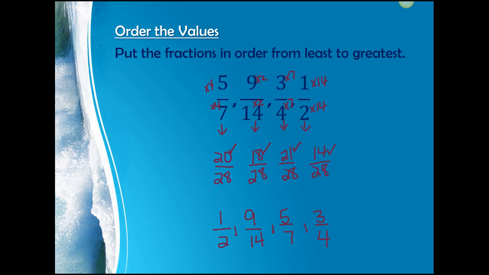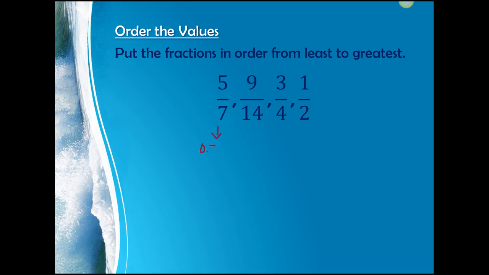We can also order the fractions by turning them all into decimals and then comparing the decimal values. We know that every fraction is a division problem, so it's really easy to turn them into decimals. 5 divided by 7 is 71 hundredths, and I'm just going to round to the nearest hundredth in this case, although sometimes you might have to go to the thousandth or beyond to compare. 9 divided by 14 is 64 hundredths. 3 divided by 4 is 75 hundredths, and 1/2 is 0.5, and since everything else is hundredths, I'm going to write 0.50. Then we compare the decimal values.